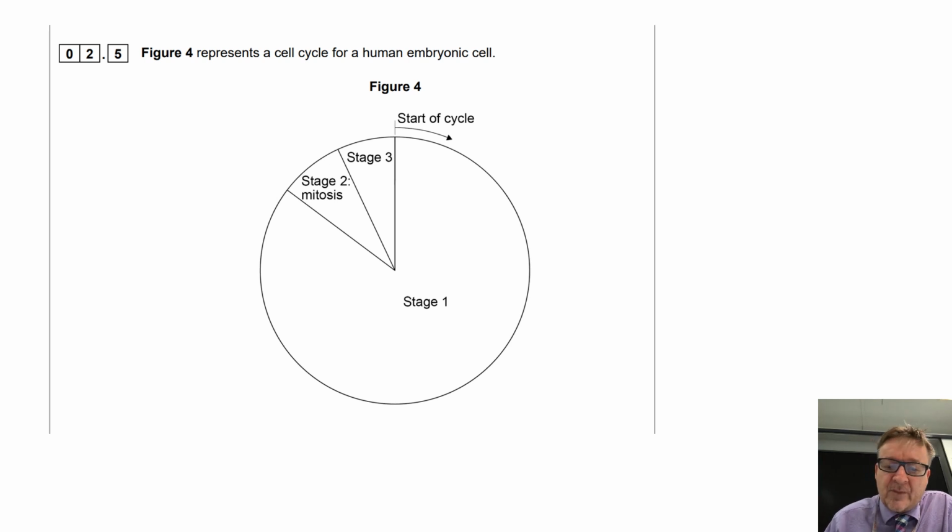Here we go, cell cycle. I've just drawn it then. Stage 1, stage 2, well, they've named it mitosis in that one, stage 3. And that there is the start. So I drew it before, didn't I? Stage 1 is interphase, where all the ribosomes and mitochondria and the amount of DNA doubles. Mitosis is then where the nucleus kind of doubles, the DNA in it. And stage 3 is cytokinesis.